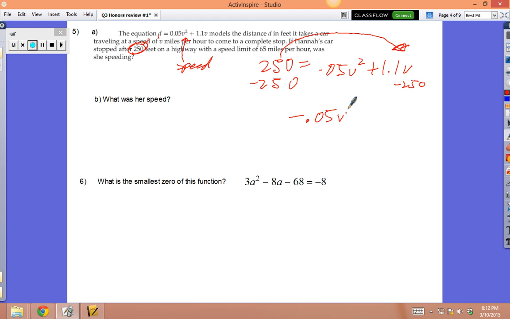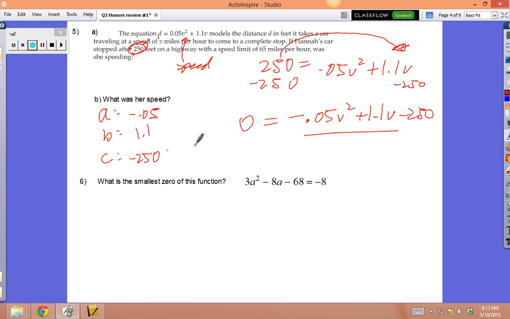So it's going to be negative 0.05 v squared plus 1.1 v minus 250 all over, no, we're not all over 2a yet, and that's equal to 0. Okay, now let's find the a, the b, the c. A is a negative 0.05, b is 1.1, c is a negative 250.